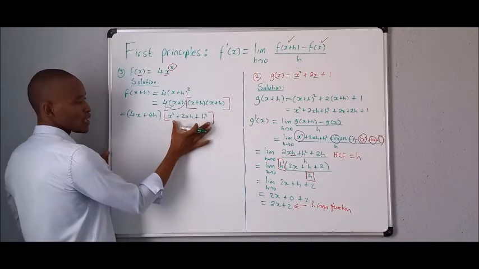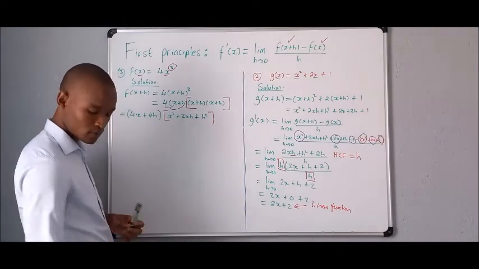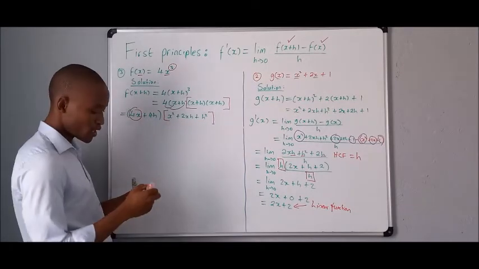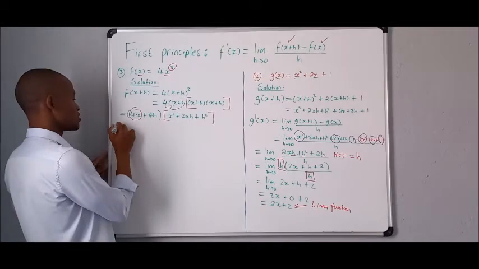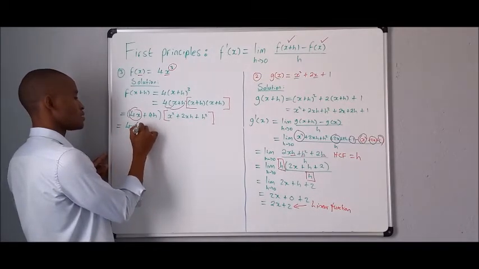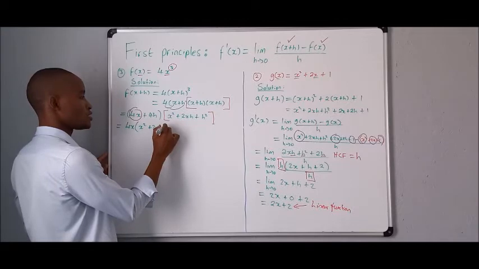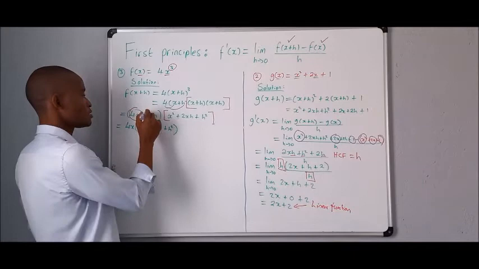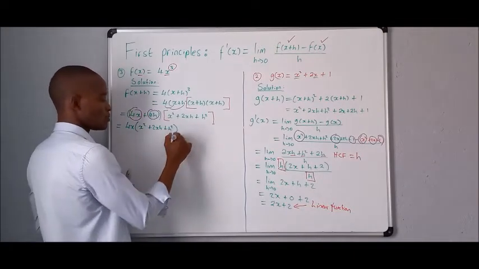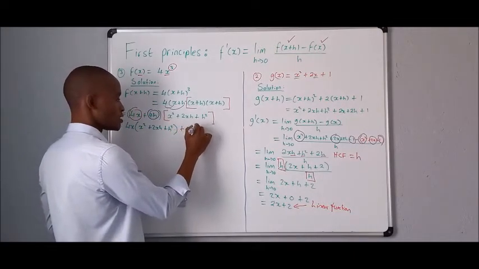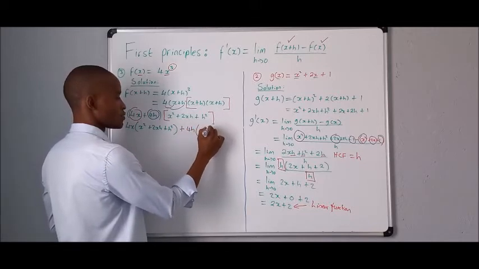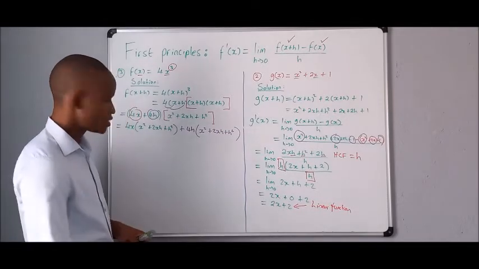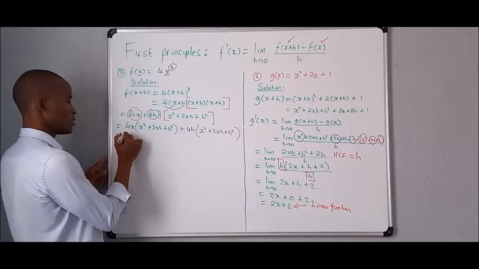Good. Now we have a binomial times a trinomial. Again, we need to be careful. Our first term must be multiplied by everything in the red brackets, so we have 4x times x squared plus 2xh plus h squared. Then our second term, plus 4h, must be multiplied by everything in the red bracket as well, plus h squared. Good. Then we distribute.